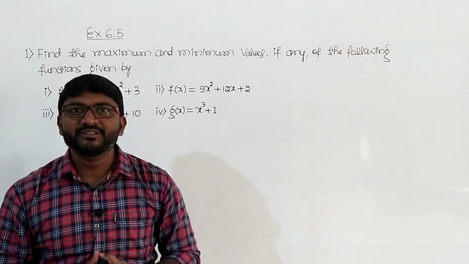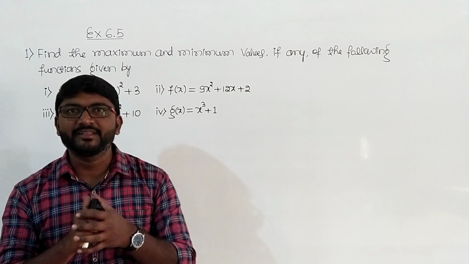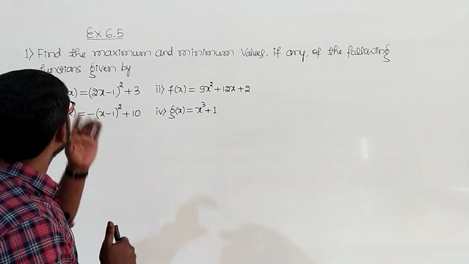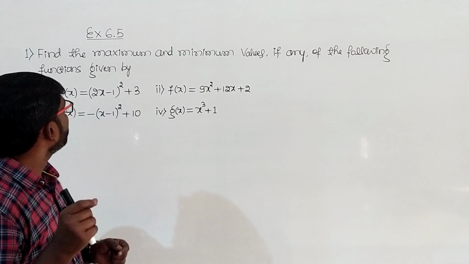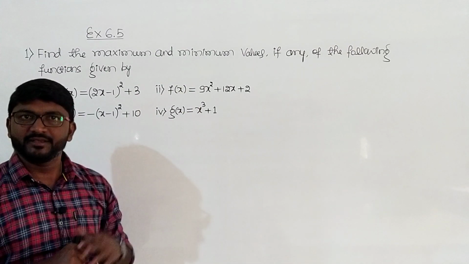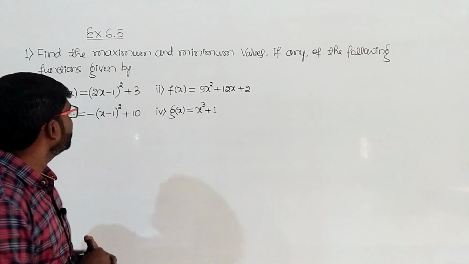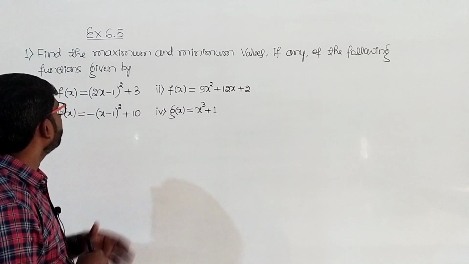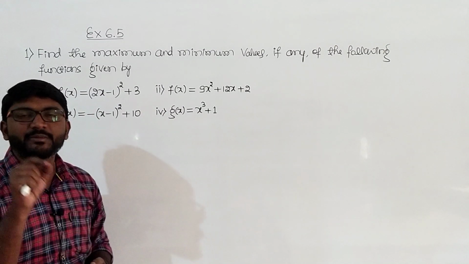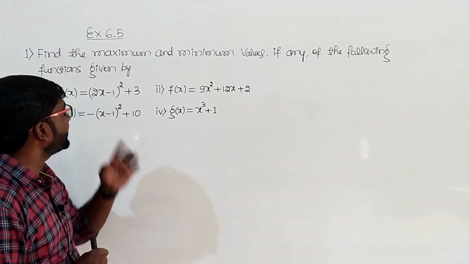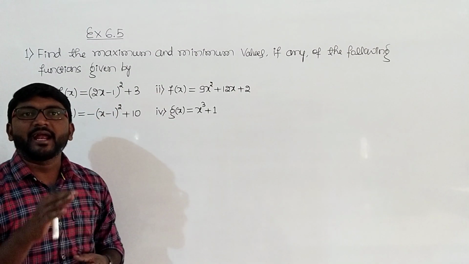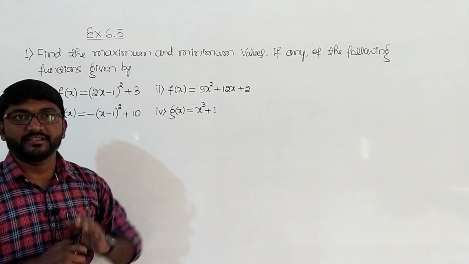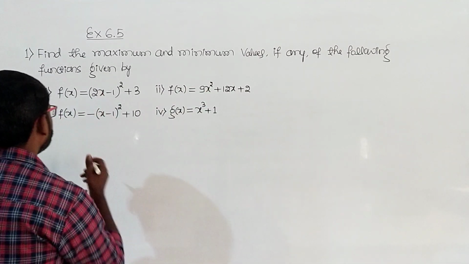So let us continue with the exercise 6.5. In that the first main question is, find the maximum and minimum values if any of the following functions given by. Here we have 4 sub questions. Let us take up the Roman number 1. It is f of x equal to (2x minus 1) the whole square plus 3. So he has given the function and we will have to find the maximum and the minimum value if it exists. So we'll go for the solution.